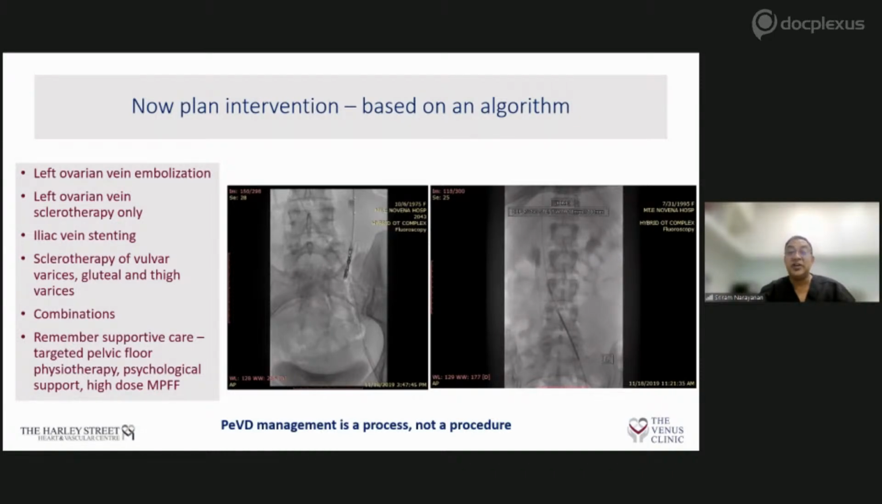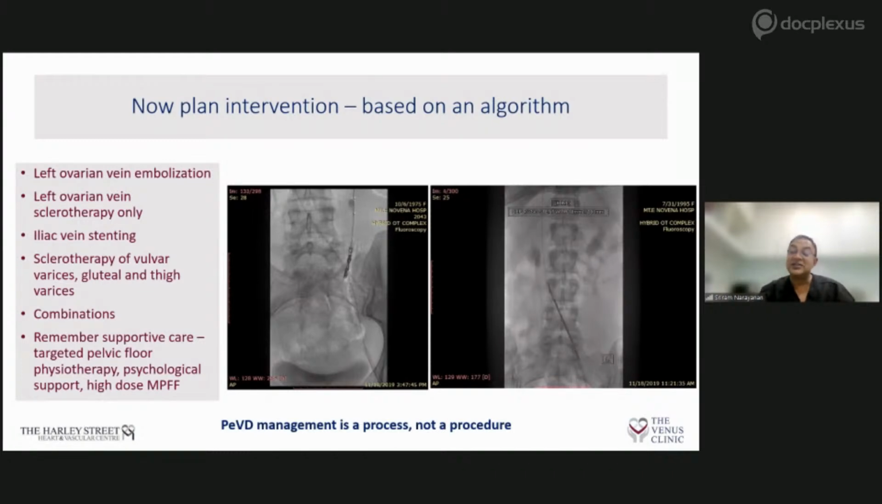You might need an ovarian vein embolization, vein sclerotherapy only, sclerotherapy plus embolization, or liquid embolization. Iliac vein stenting may be required. If there are gluteal, vulvar, or thigh varices, sclerotherapy under controlled conditions may be required. Various combinations of this may be required.